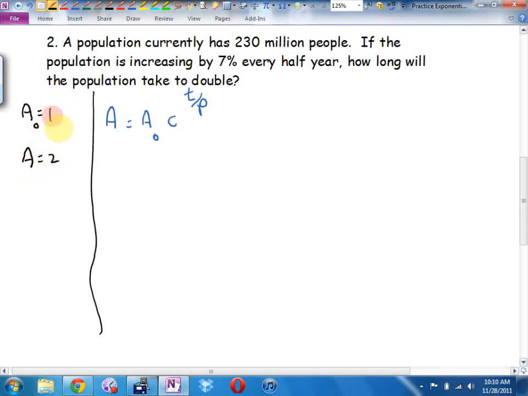Is that okay? Didn't lose you there? You don't have to do that, but you know I'm a nerd enough to like shortcuts. My growth rate is still going to be 1.07 because we're still increasing by 7%. They're still asking me to find t. But what's my growth period this time? Where'd you get the 0.5? You're right. Every half year.